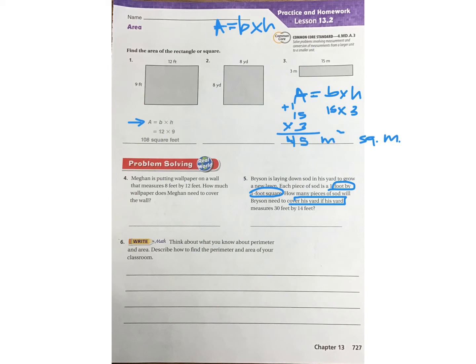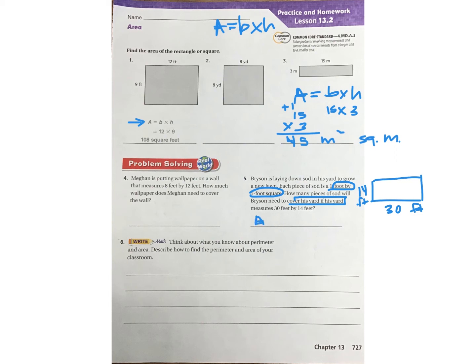Okay, so if you wanted to draw a picture to get a visual of this, there's the yard. And what's the longer side? 30 or 14? 30. So I'm going to say 30 feet. And if I write, you should write by 14 feet. 14 feet. Okay. Next I do what? Write my formula. Okay, let's write our formula.